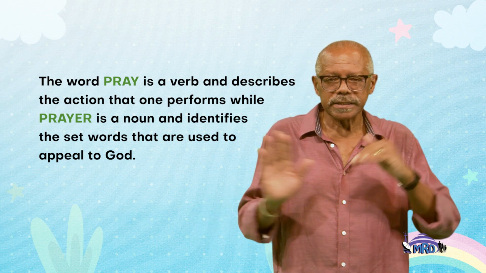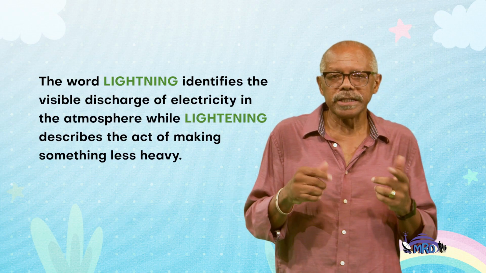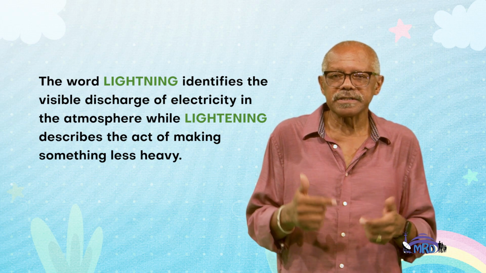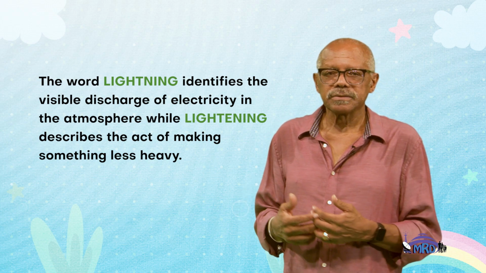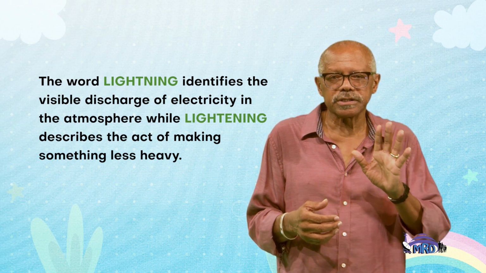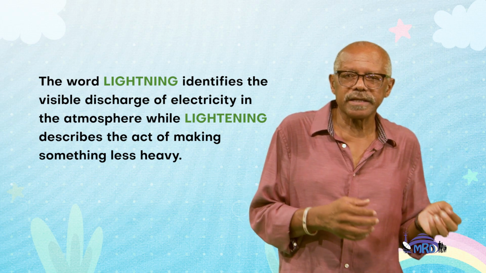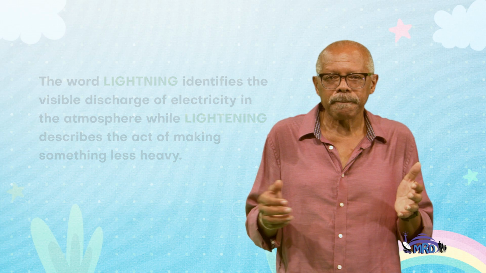Different things. Verb, noun. Have you sometimes confused lightning and lightening? The word lightning identifies the visible discharge of electricity in the atmosphere, while lightening describes the act of making something less heavy. Lightning and thunder always come together. That's lightning. We sought ways of lightening the task. Lightening.